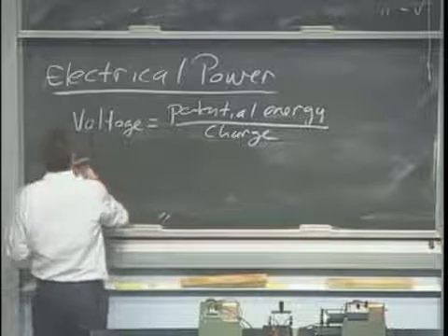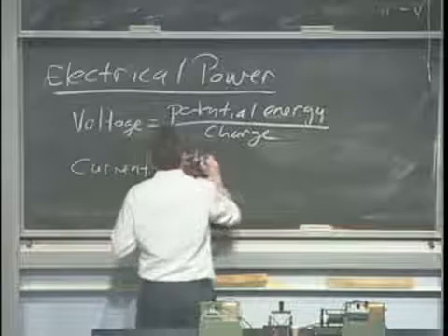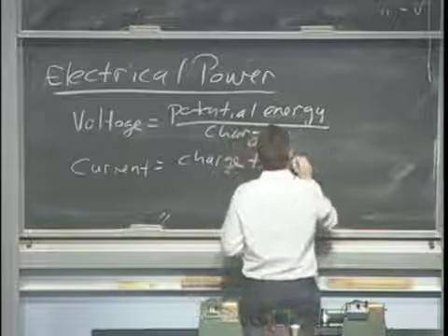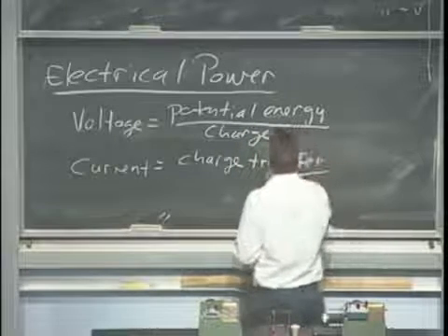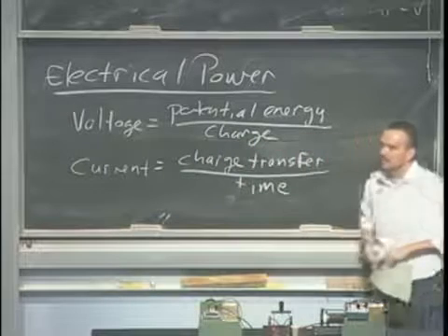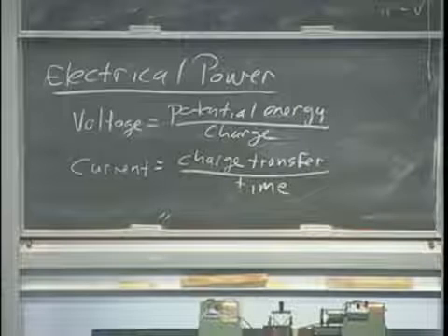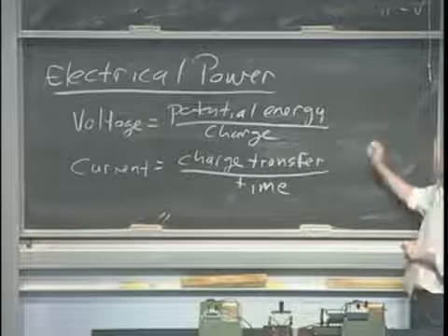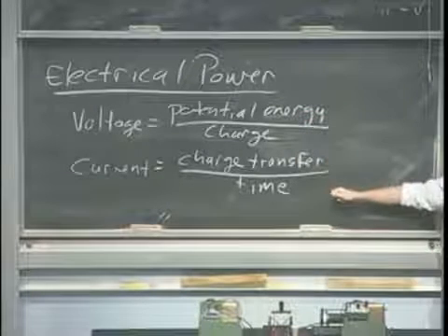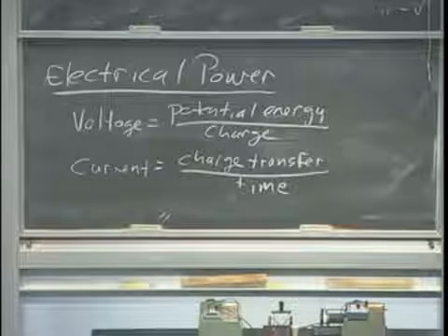And current is equal to the charge transferred, or how much charge is flowing per time. So it's the time rate transfer of charge. Okay. So if we want to know the total power that is being delivered by a voltage circuit, so this is the amount of energy per charge, and this is the amount of charge per time. Remember, power is the energy that's transferred per unit time.